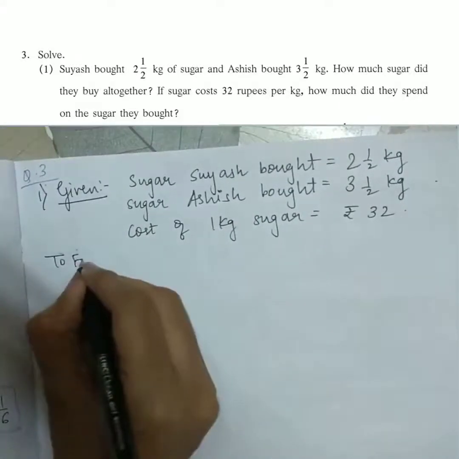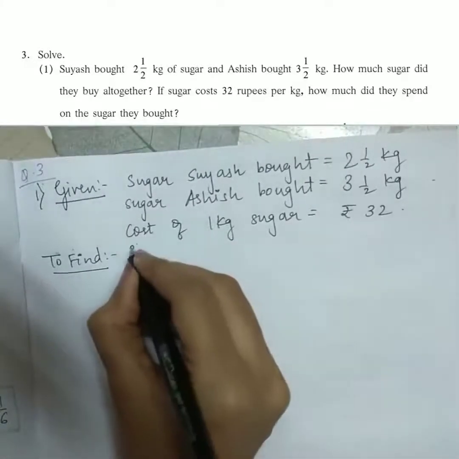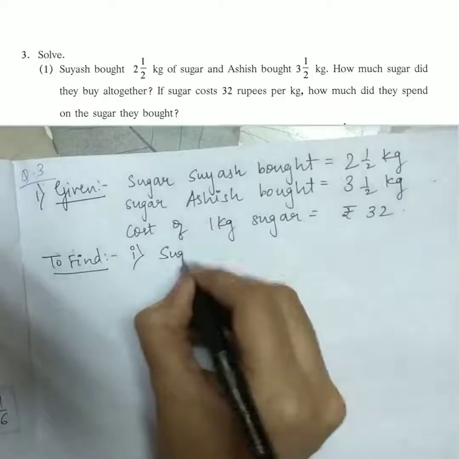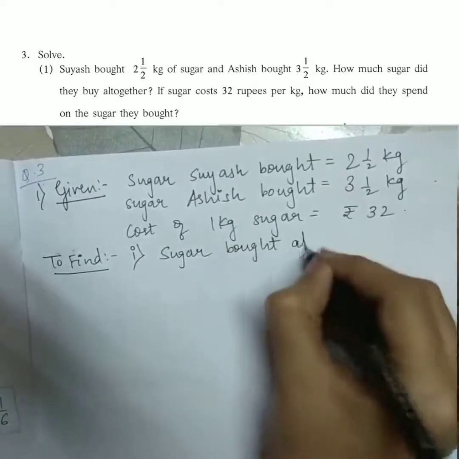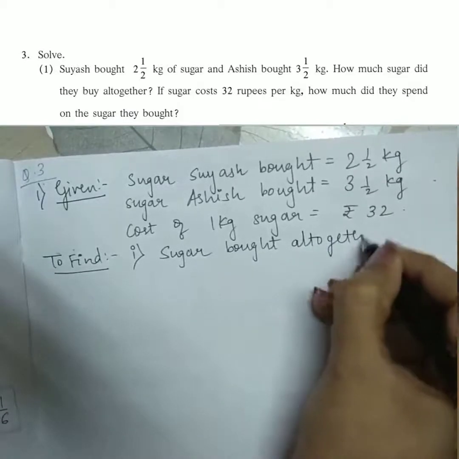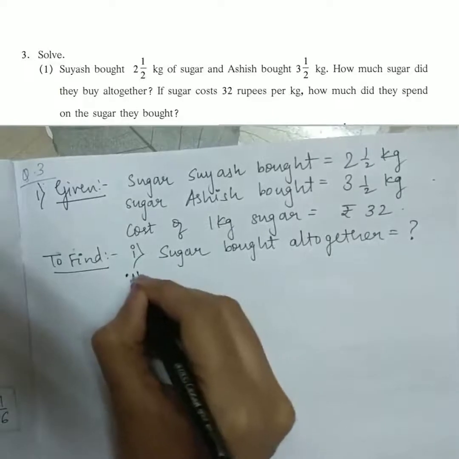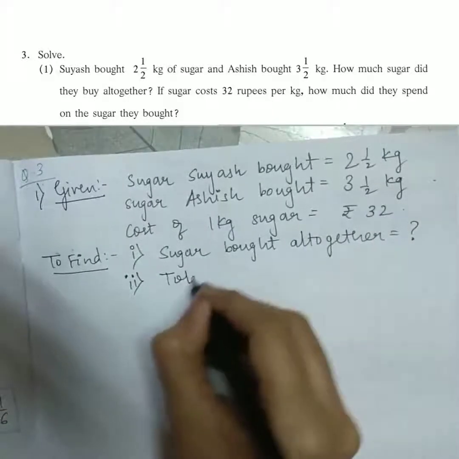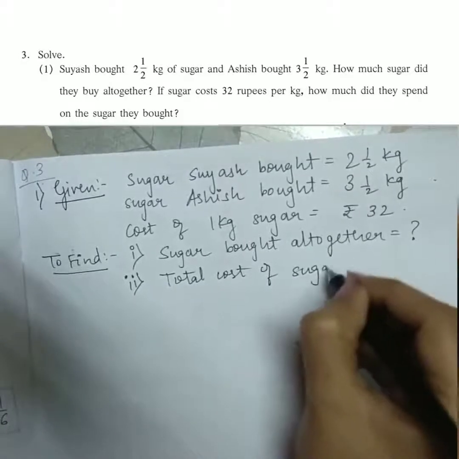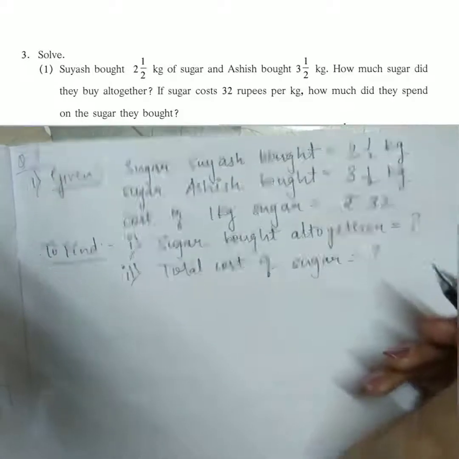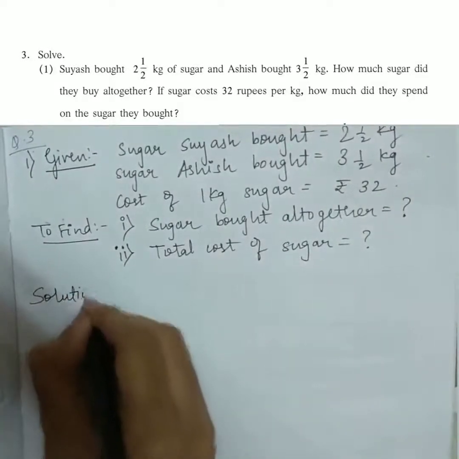What we have to find? We have to find two things. First is sugar bought altogether, and second we have to find total cost of sugar. These two things. Okay, so let's start with our solution.